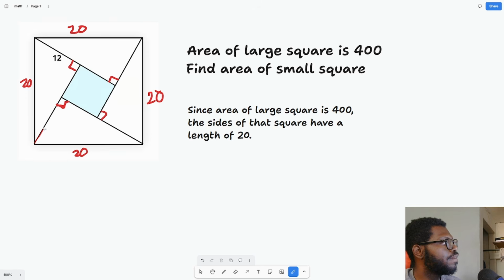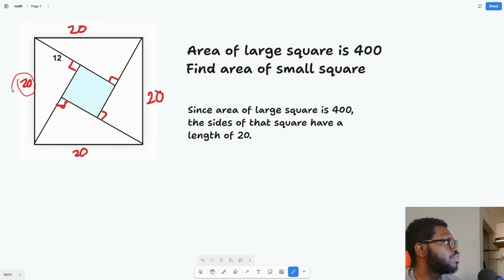If there's some way we can find the length of this side here, then that would be helpful in finding the length of the side of this small square. And once we have the length of the side of the small square, all we need to do is square that to get its area. So we need to find the length of this leg here in this right triangle.